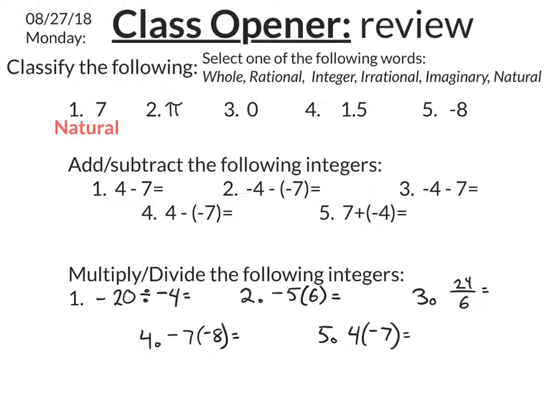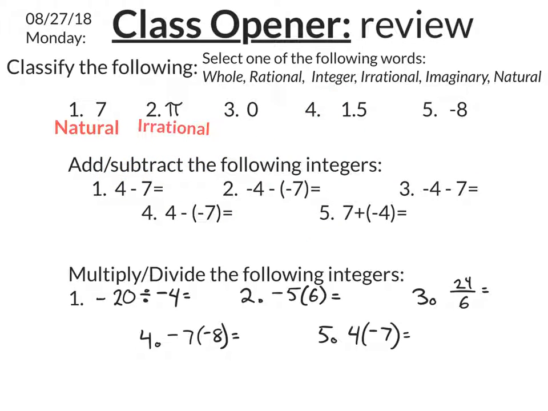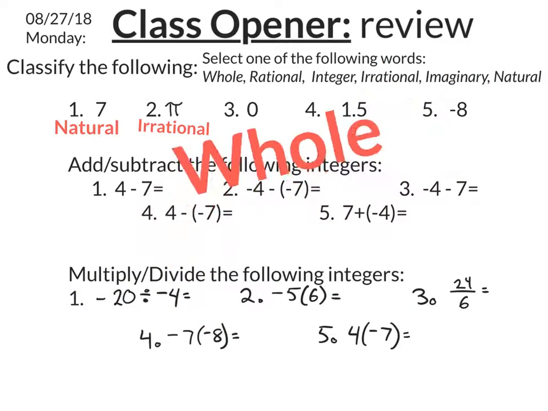Okay, and that's one correct answer. Let's move on to number 2. Now, number 2, the number pi, what do you guys say about pi? What kind of number is that? Irrational. It's a crazy infinite decimal that doesn't have a pattern, doesn't repeat. It is irrational. Okay, number 3, the number 0. What do we call that? Whole number. It's the number with the biggest hole in it. So 0 is a whole number.